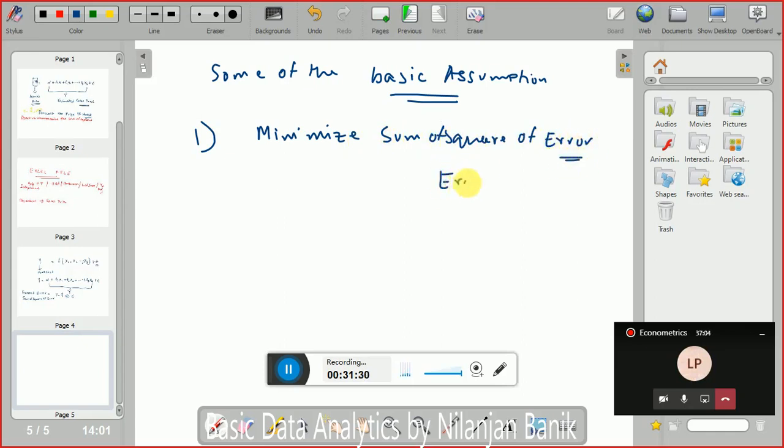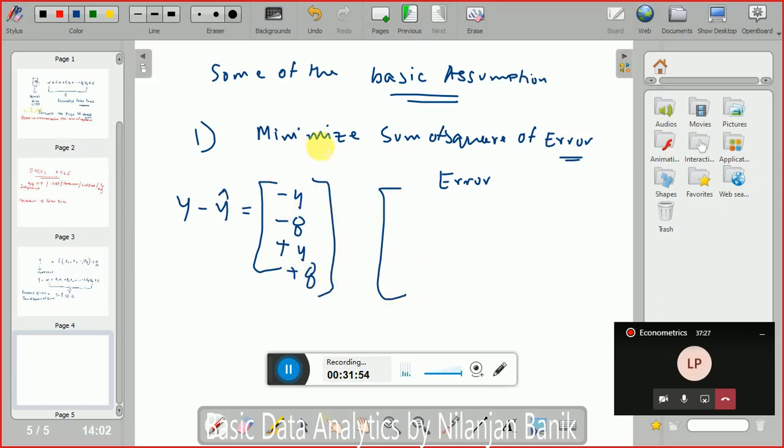So why not error? Because as I said, y minus y hat, let's say that I have 4 observations, and in one case I'm getting -4, -8, +4, and +8. And in another case, this is my error, let's say this is in one sample, sample 1. In the second sample, sample 2, I'm getting my error as -8, -12, +12, +8.